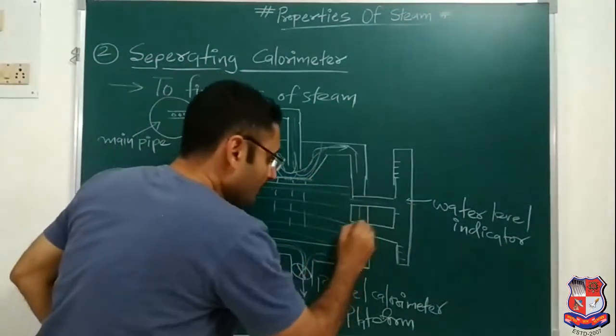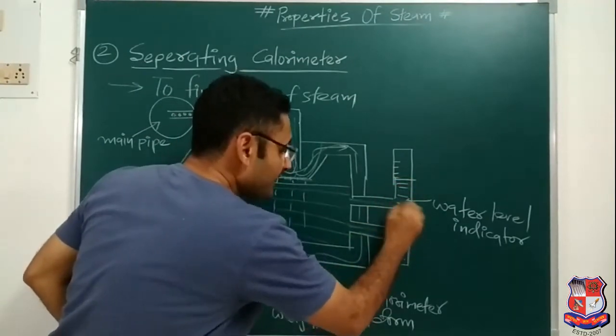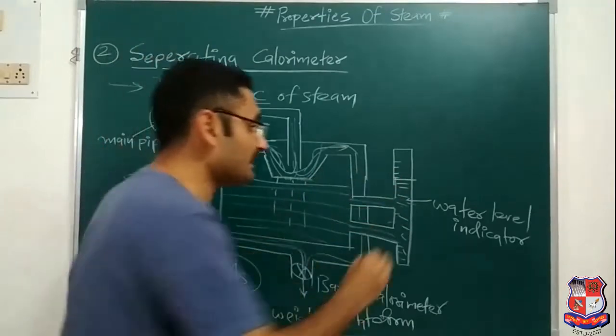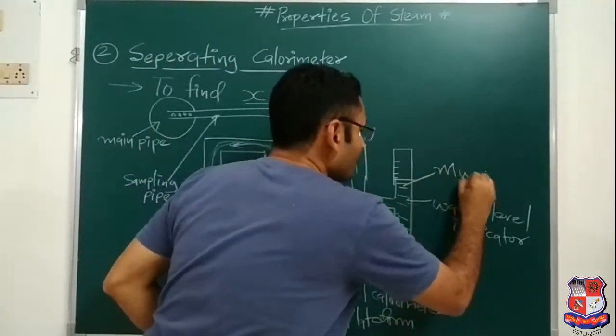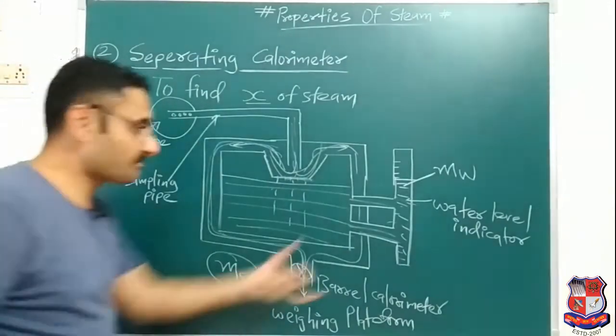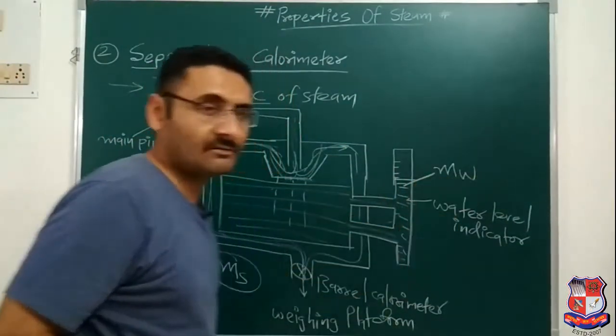Now over here, a water level indicator is there. So what will the water level indicator do? It will indicate the level of water. That means it will indicate the mass of water. Clear about that? The barrel calorimeter will measure the mass of steam. The water level indicator will measure the mass of water.